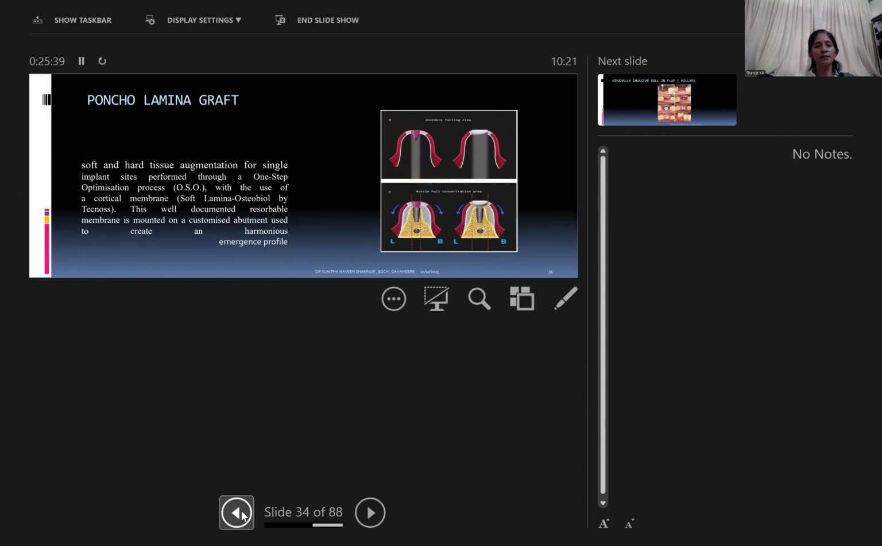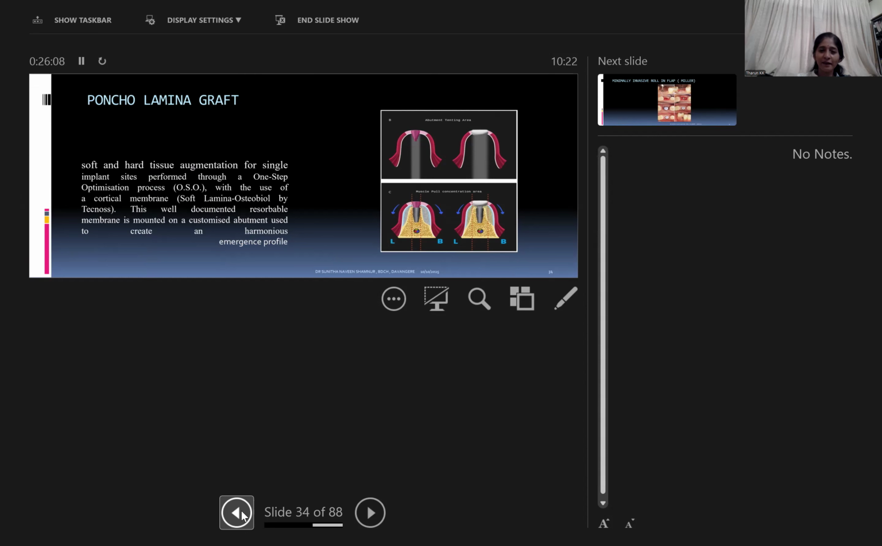Now we have one more. This is called a poncho lamina graft. This is used for a single implant site, which is performed through a one-step optimization process called OSO, where you use a cortical membrane, being a soft lamina. Here it is given by the Tecnoss company, the trade name being Osteobiol.